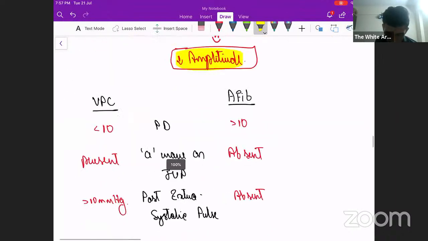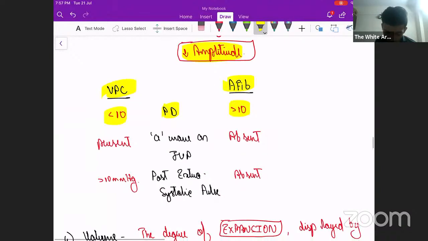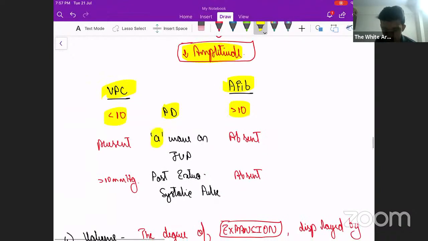So the next important viva question that is asked is, how will you differentiate VPC from atrial fibrillation? One is based on pulse deficit. Over here, pulse deficit is less than 10, and in atrial fibrillation, since the heart is contracting rapidly, not all beats get conducted to the periphery. Stroke volume will be very low. So pulse deficit will be greater than 10. Next is the a wave on JVP. Since the P wave is not present, it will be absent in atrial fibrillation. But in ventricular premature contraction, it will be present.